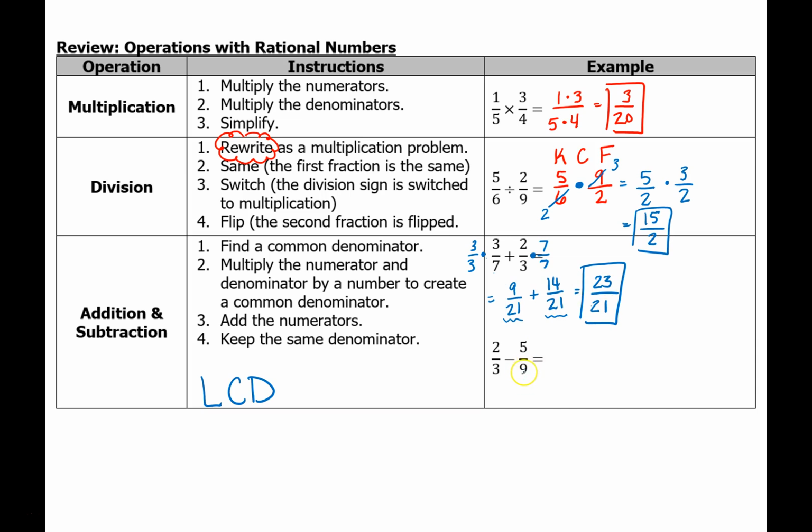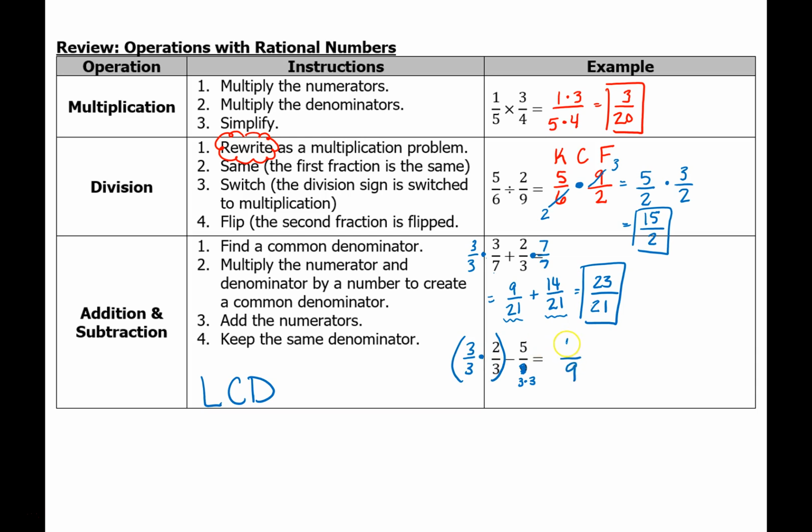So what I notice here is that 9 is the same thing as 3 times 3, and 2/3 already has one of the 3's in the denominator. It's almost the same as this 5 over 9's denominator. So I'm only going to multiply by 3 over 3, because in that one on the left, when I do that multiplication, 3 times 3 is 9.